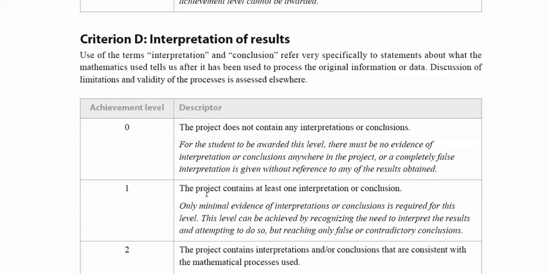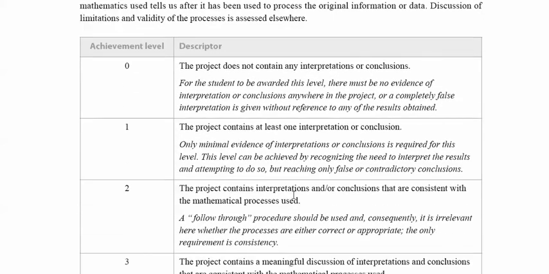You get 1 mark for at least one interpretation or conclusion. Only minimal evidence of interpretation and conclusion is required for this level. This level can be achieved by recognizing the need to interpret the results and attempting to do so, but reaching only false or contradictory conclusions. Let's say you do results and you interpret them, but the evidence doesn't quite back it fully, and you get 1 mark there.